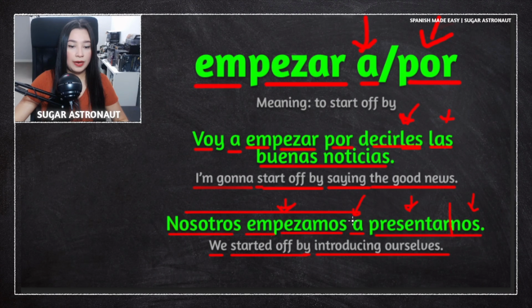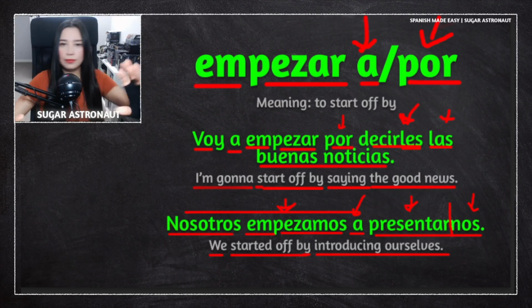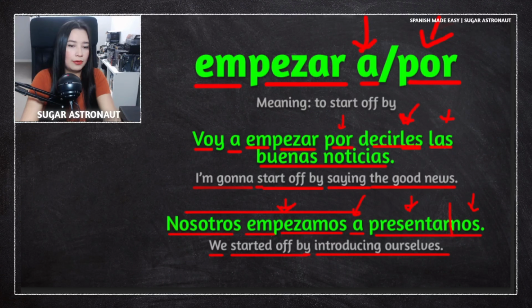Remember to add the letter a or por if you want to add more to the sentence when using empezar. Of course, we're going to learn phrases that might or might not use a or por. Okay? But the basic thing about this verb is if you want to add more to the sentence, you will likely add a or por, and that means to start off by, okay? Or to start off.